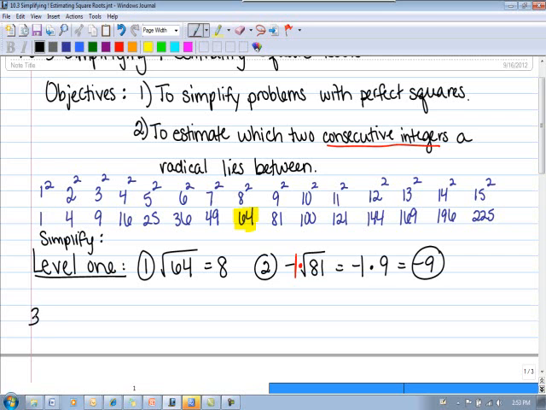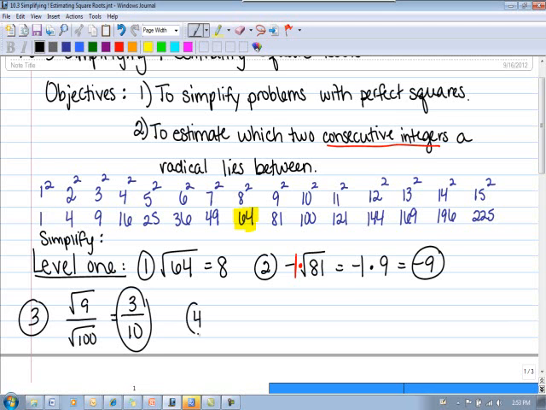Okay, number 3, a little bit trickier, but still not too challenging yet. We've got the square root of 9 over the square root of 100. We go ahead and simplify the numerator first. The square root of 9 is 3. Then simplify the denominator. The square root of 100 is 10. Check to see if our new fraction can be simplified at all, and it can't. So 3/10 is our answer.